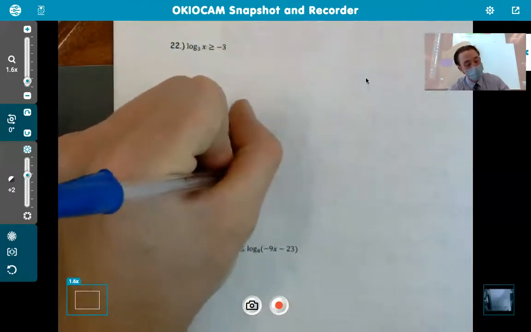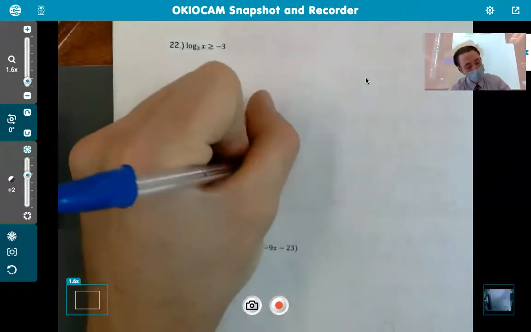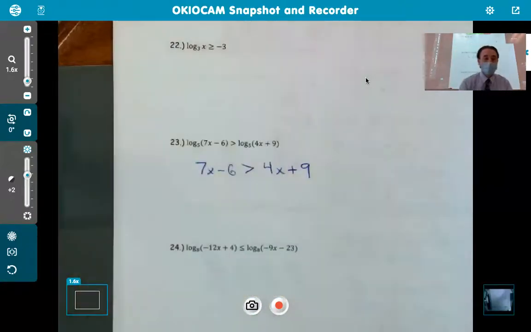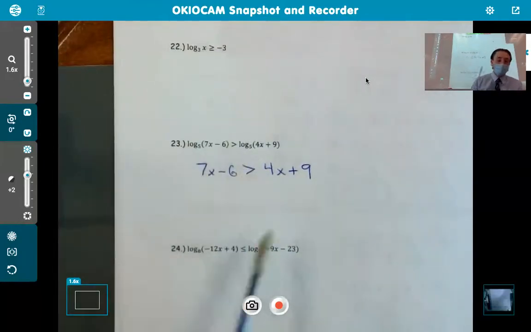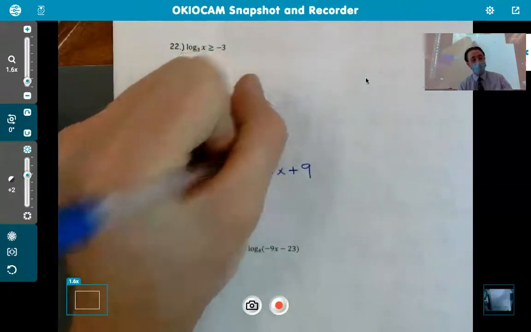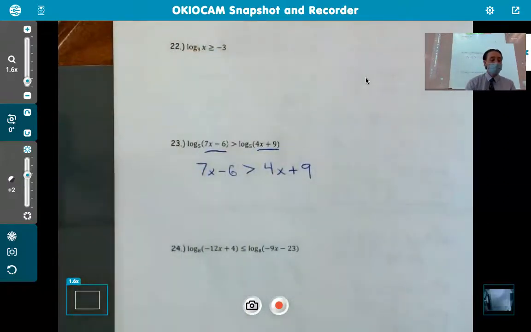Seven x minus 6 is greater than. Exactly. Good. All right. So you take each of those values still, so long as I have the same base for either of those logs, I get rid of them. And I have 7x minus 6 is greater than 4x plus 9.